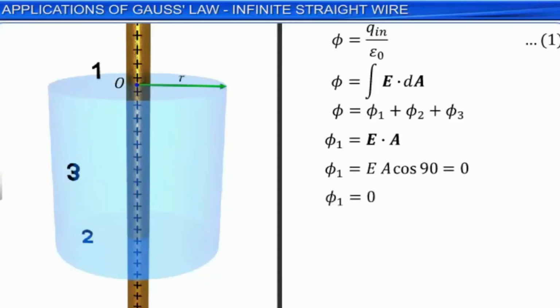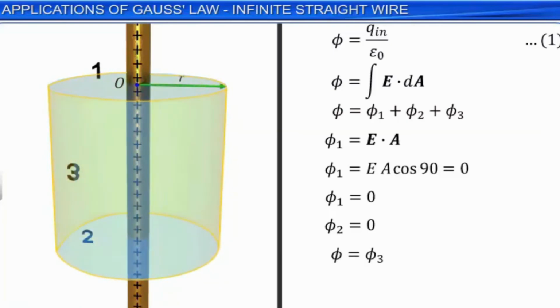Similarly, we see that the electric field is also perpendicular to surface 2, and hence flux phi 2 through this surface is also 0. Hence, the total electric flux phi is equal to the electric flux phi 3 through surface 3, which is the curved surface of the Gaussian cylinder.